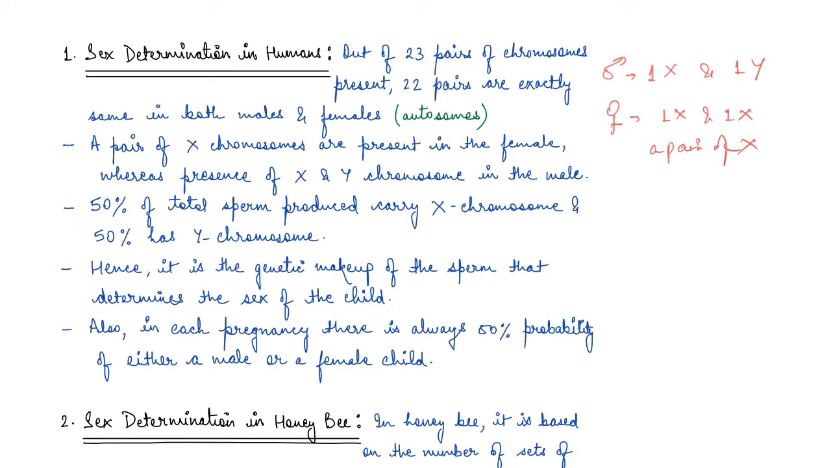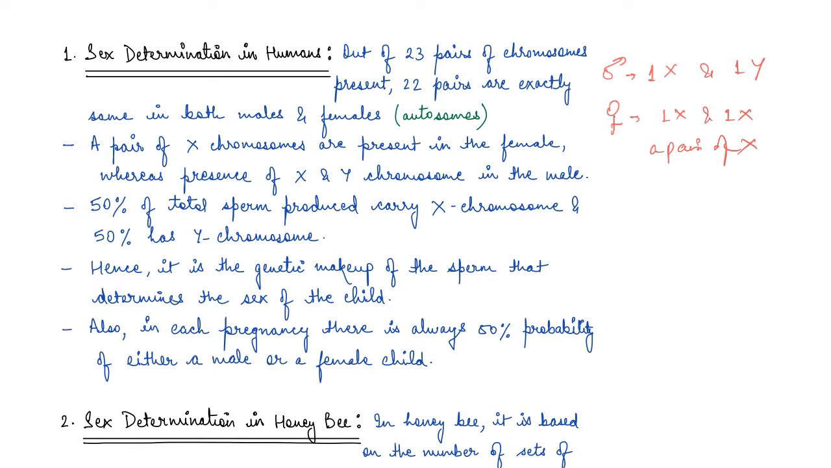So the genetic makeup of a child, the sex of a child, is going to be determined by the genetic makeup of the sperm. And also in each and every pregnancy, there's always a 50% possibility that the baby can be either a male or a female, right? So this is nothing but sex determination in humans, right?